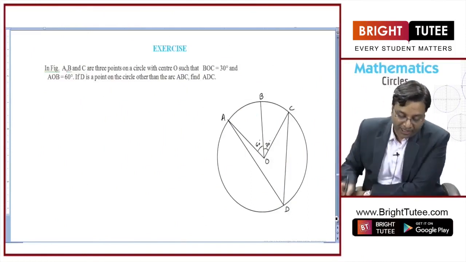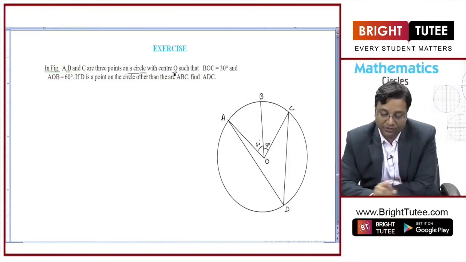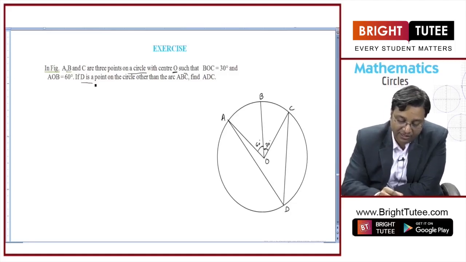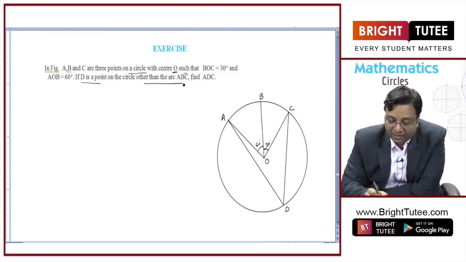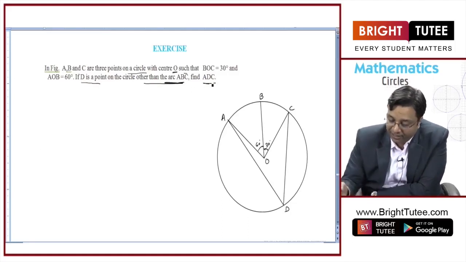Let's move to the exercise. A, B, C are 3 points on a circle with center O such that angle BOC is 30, that is this angle, and angle AOB is 60, that is this angle. If D is a point on the circle other than the arc ABC, so on the remaining part of the circle, find angle ADC, that is this angle.